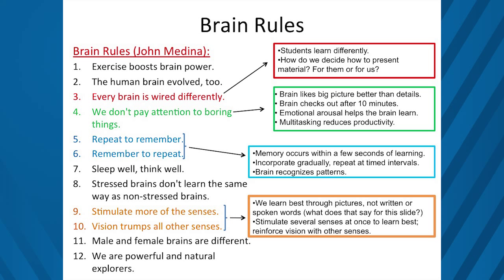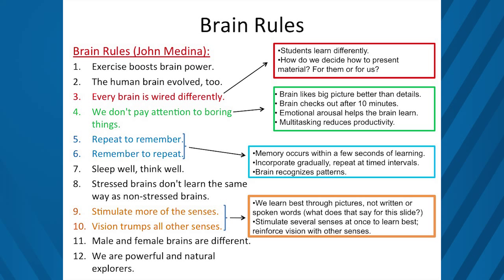Now, this is a horrible slide, and it's done that way for a particular reason. So don't think, oh, my God, he stinks at teaching, because this is a horrible slide to teach with. But I'm going to ask you why I did it this way. So the first brain rule that we're going to talk about is every brain is wired differently. What does that mean? Our students learn differently.